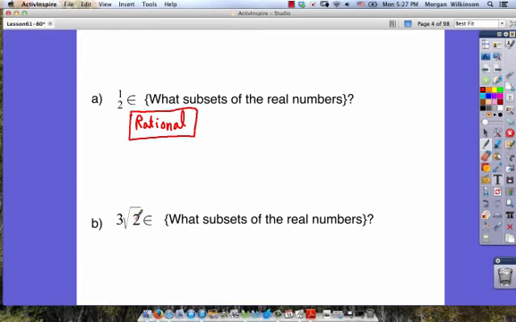B: 3 times the square root of 2 belongs to which subsets of the real numbers? Well, if you think about what the square root of 2 is, it's not a perfect square, it has no whole number answer. If it has no whole number answer and it's a square root, then it must be a decimal that doesn't ever repeat or end. If we multiply a decimal that never repeats or ends by 3, we're still going to get a decimal that never repeats or ends. So this must be an example of an irrational number.